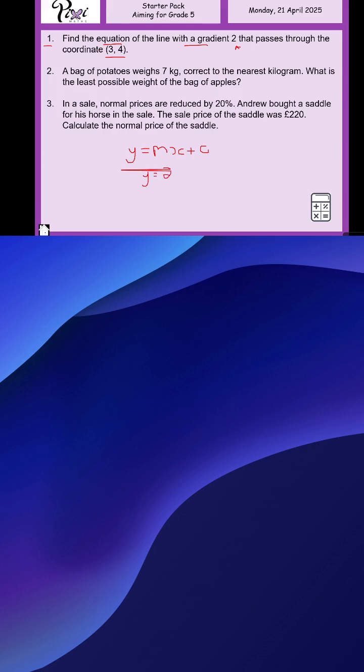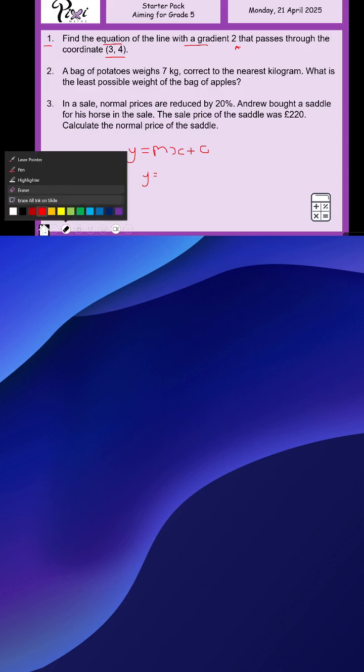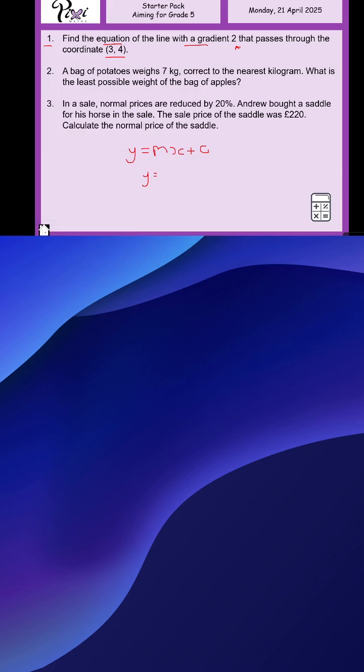So straight away, we know that our answer will be in the form y equals 2x plus c, because our gradient, guys, is 2. Now last step is to work out plus c. Well, if the point 3, 4 lies on the line, it means I can substitute in.